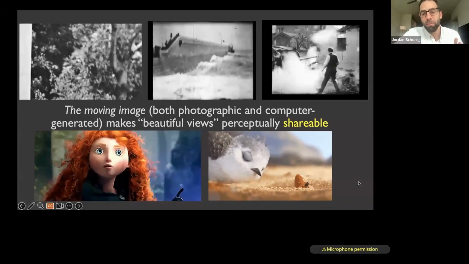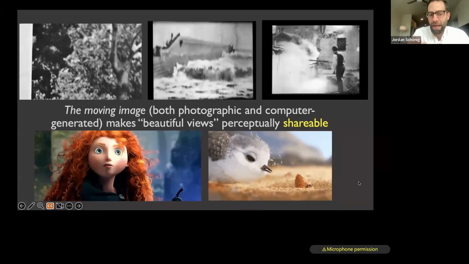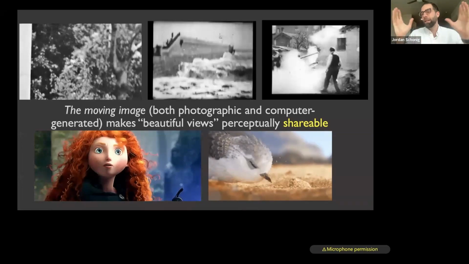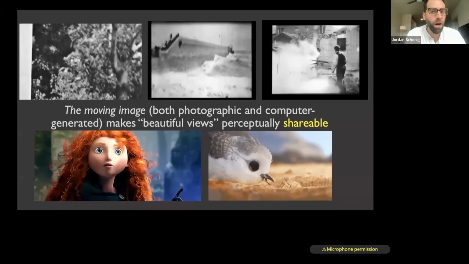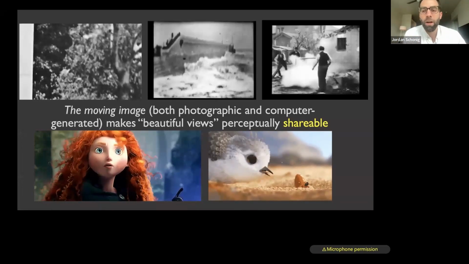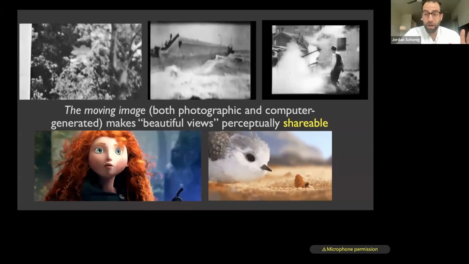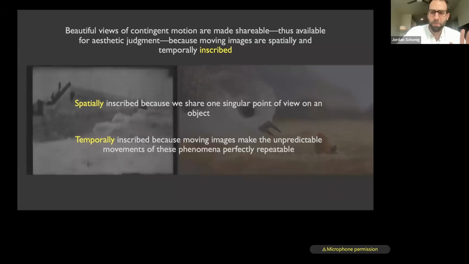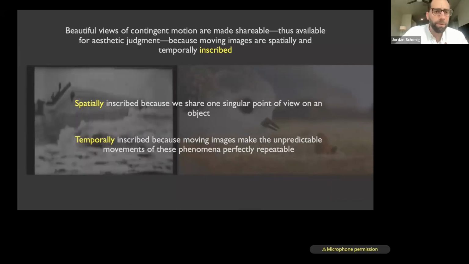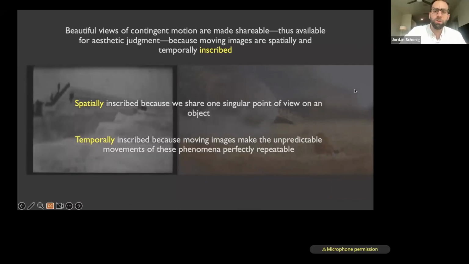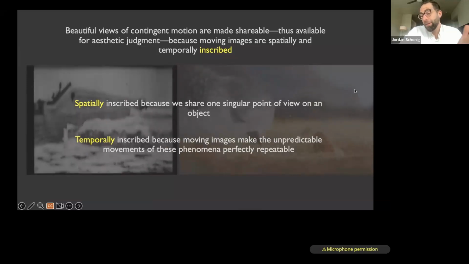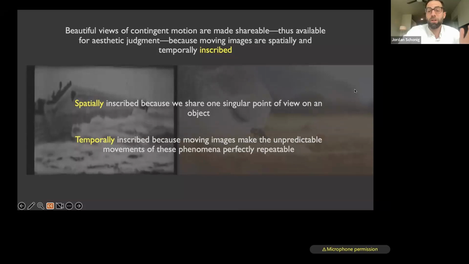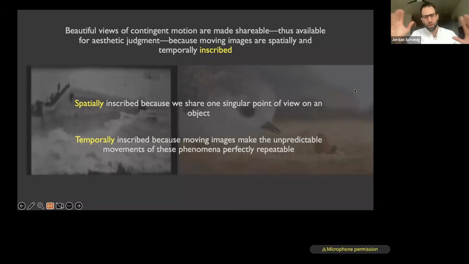Well, what I want to say is that the moving image, both photographic and computer generated, makes beautiful views, the kind of crazy, contingent, chaotic movements of fire, water, leaves, smoke, perceptually shareable for the first time in history. So what do I mean by perceptually shareable? Here's what I mean. I mean that beautiful views of contingent motion are made shareable, and thus, in a way, available for aesthetic judgment, because moving images are spatially and temporally inscribed.